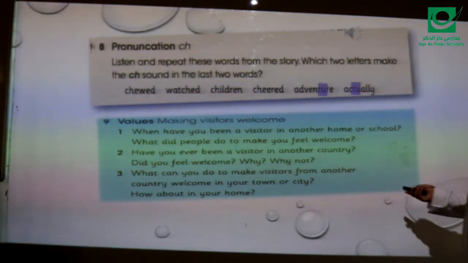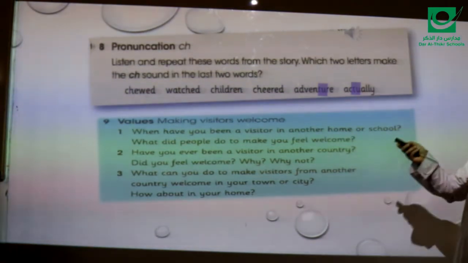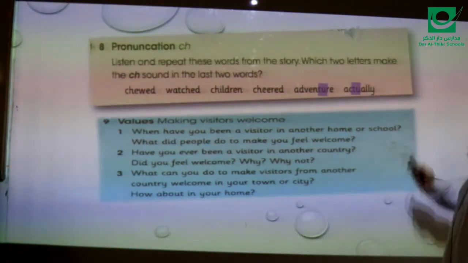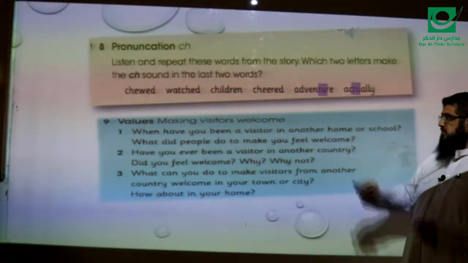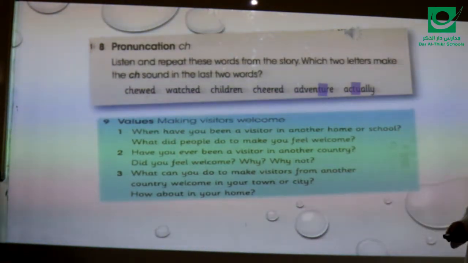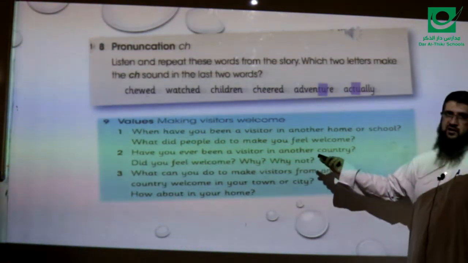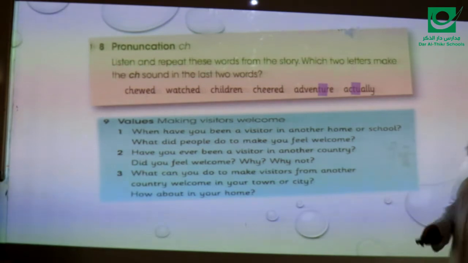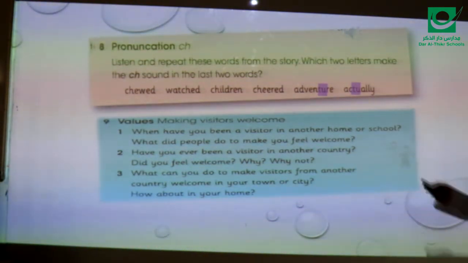Now here students, they say make visitors welcome. When have you been a visitor in another home or school? What did people do to make you feel welcome? Actually, you should express yourself. Have you ever been a visitor in another country? Did you feel that you were welcome? Why? Why not? And what can you do to make visitors from another country welcome in your town or city? How about your home?